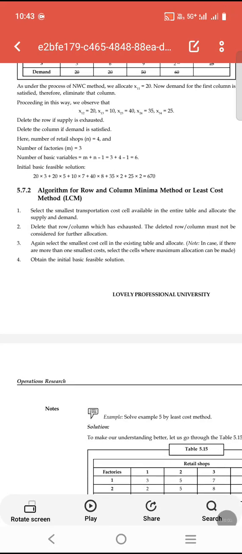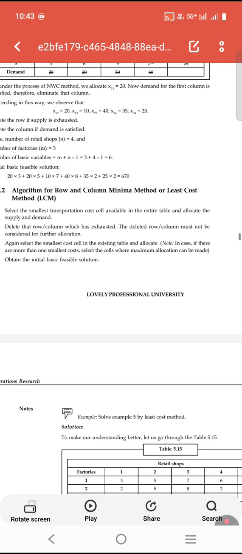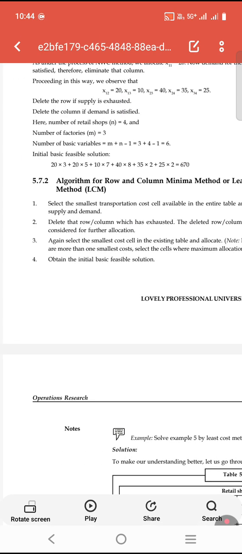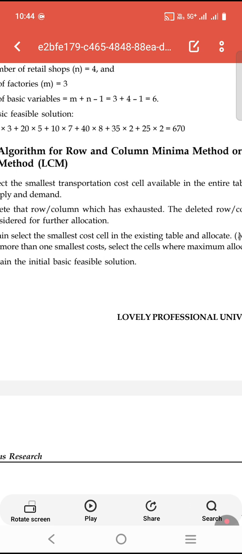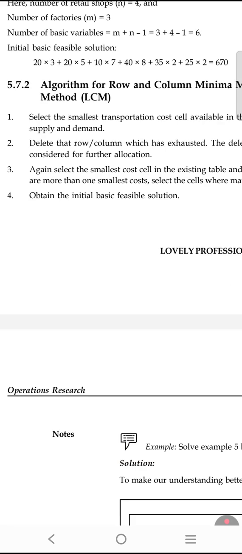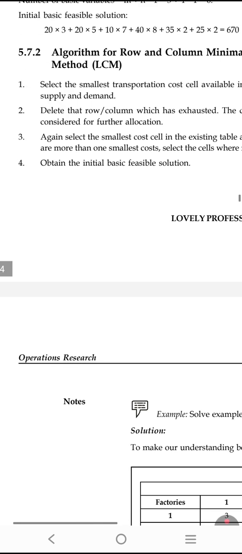Last lecture we have seen the method of finding the initial basic feasible solution by the northwest corner rule. In this lecture we have seen the algorithm for the row and column minima method, or least cost method, of finding the initial basic feasible solution of the transportation problem.